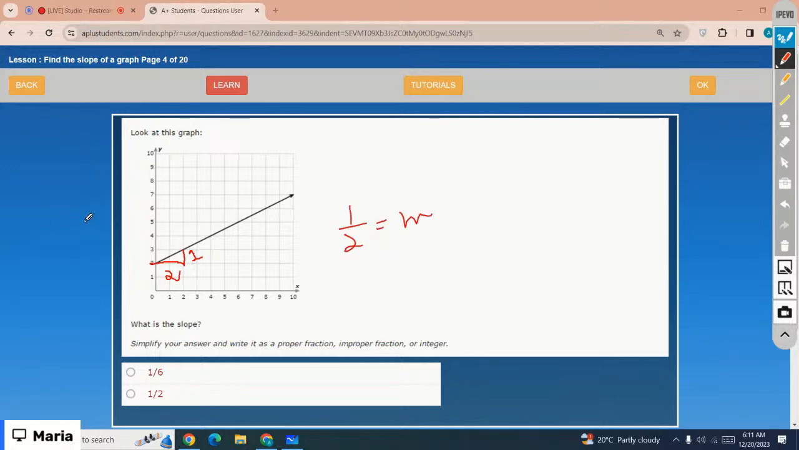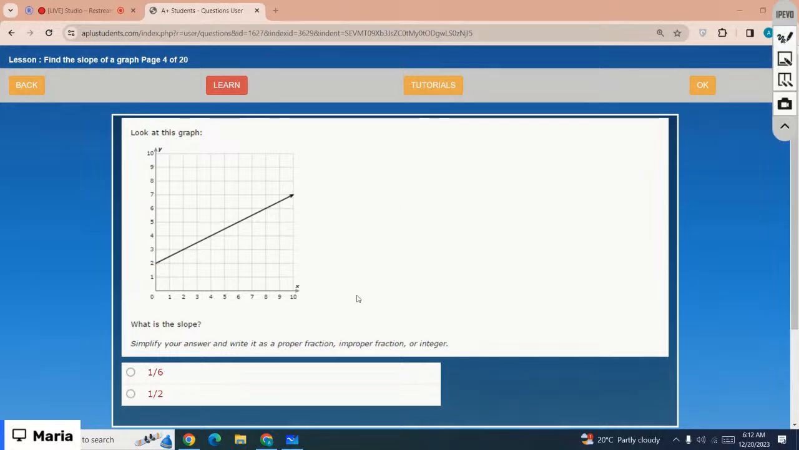The slope is 1 over 2 because y is changing by 1 and x is changing by 2. So the correct option is 1 over 2. Okay, you can complete the lesson by yourself later today. Let me move on to the next lesson.